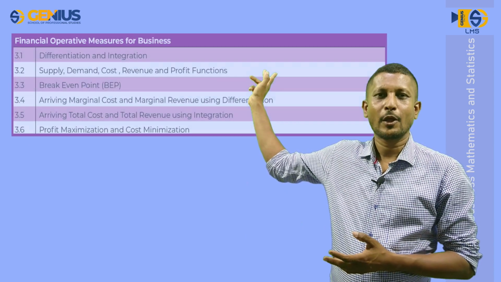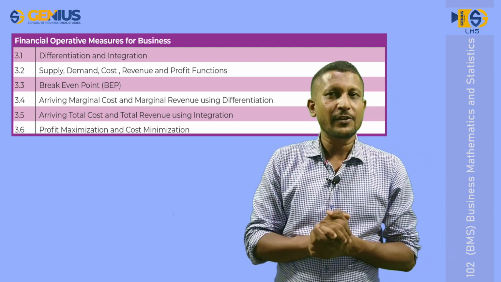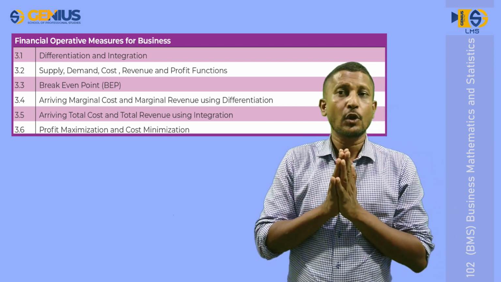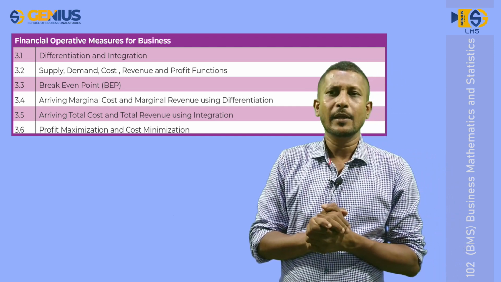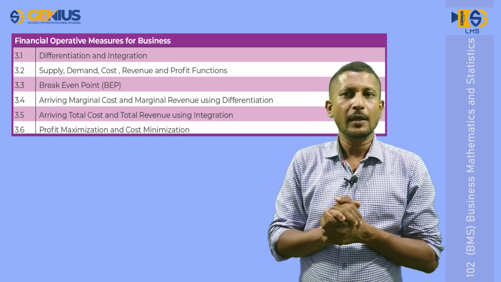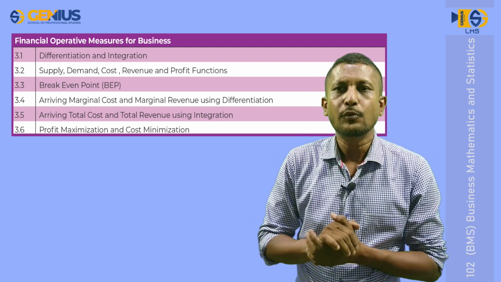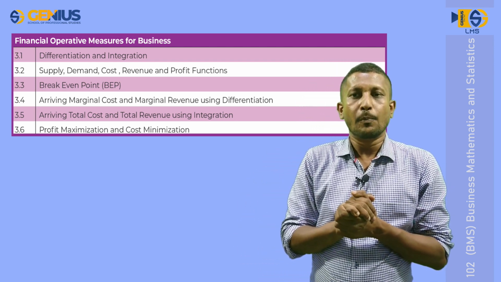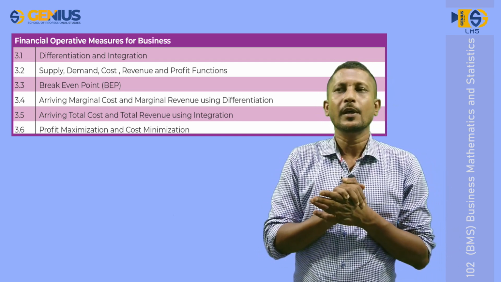Chapter number 3, Financial Operative Measures for Business. This chapter describes differentiation and integration, which help to analyze the rate of change of a function and allow optimal values to be identified. A function is a way of describing certain types of quantitative relationships mathematically. This chapter aims to provide a clear understanding of the algebraic and graphical presentation of the more common financial operative measures that are used in business to measure the performance of the business.